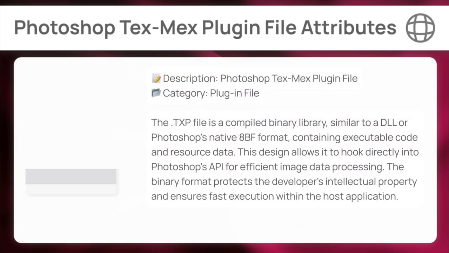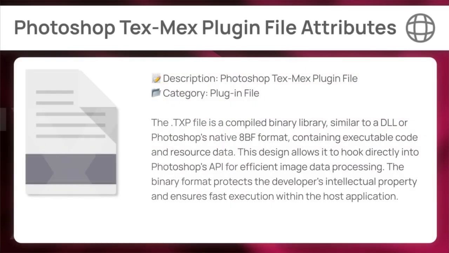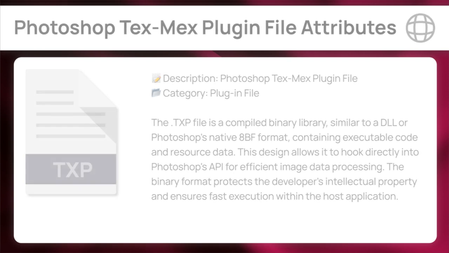The .txp file is a compiled binary library similar to a DLL or Photoshop's native 8BF format, containing executable code and resource data. This design allows it to hook directly into Photoshop's API for efficient image data processing. The binary format protects the developer's intellectual property and ensures fast execution within the host application.